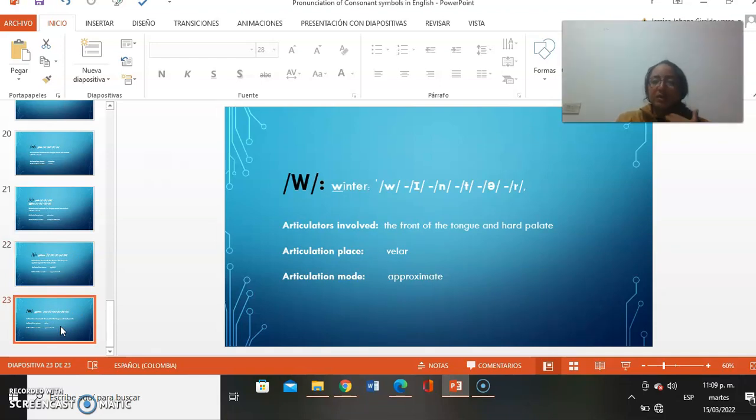This letter is w. For example, winter. The articulators involve the front of the tongue and hard palate. The articulation place is velar, and the articulation mode is approximant.